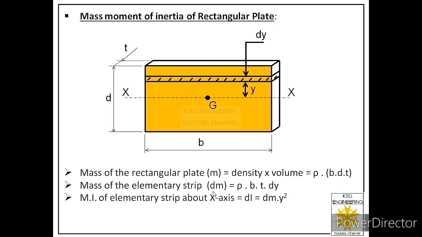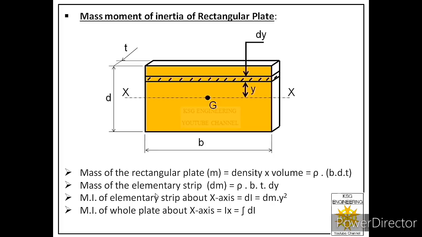So once you get this mass, then you can find the moment of inertia of this elementary strip about the main axis by multiplying that mass with the square of its distance from the main axis. Let us denote that as di, and it will be equal to dm dot y square.